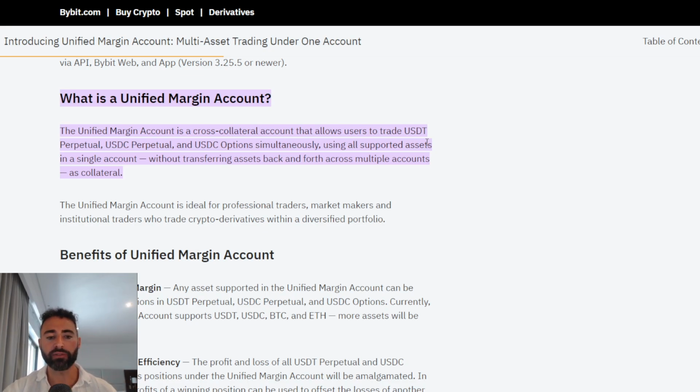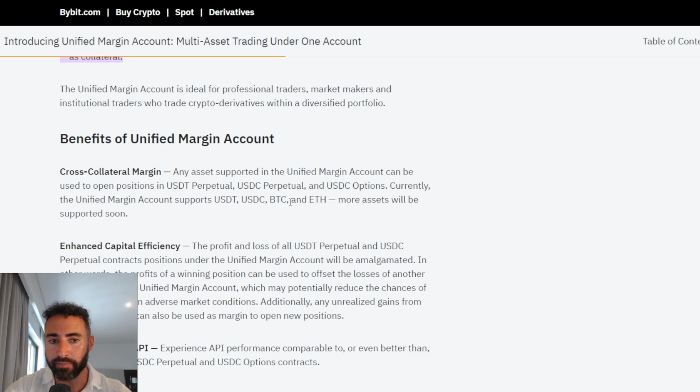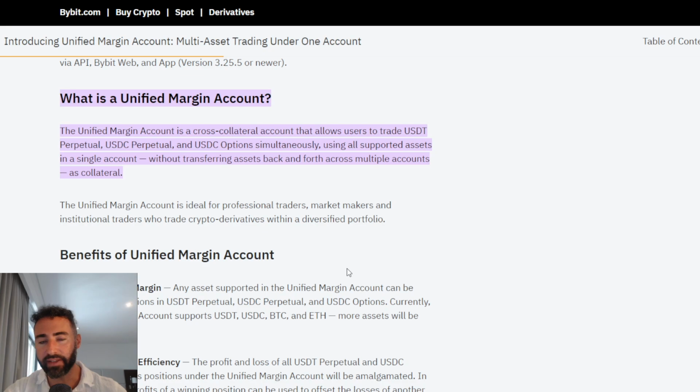Well, what that looks like in practice is that if you are holding one of the accepted collateral, which right now is Tether, USDC, Bitcoin, and Ethereum, as you can see right here, then you can trade. Let's say you're holding some Tether in your account, then you can go and trade the USDC options using that Tether as collateral, even though you are not holding USDC. So I'll say that again with another example.